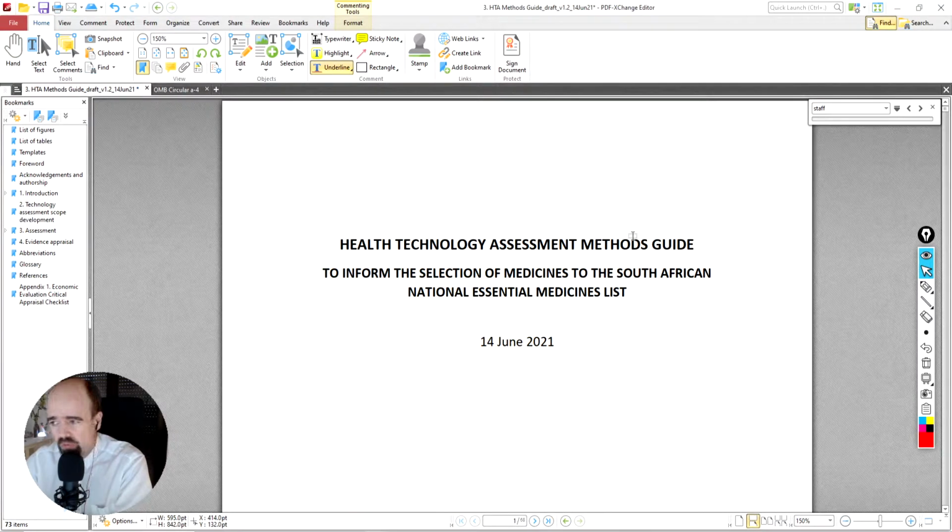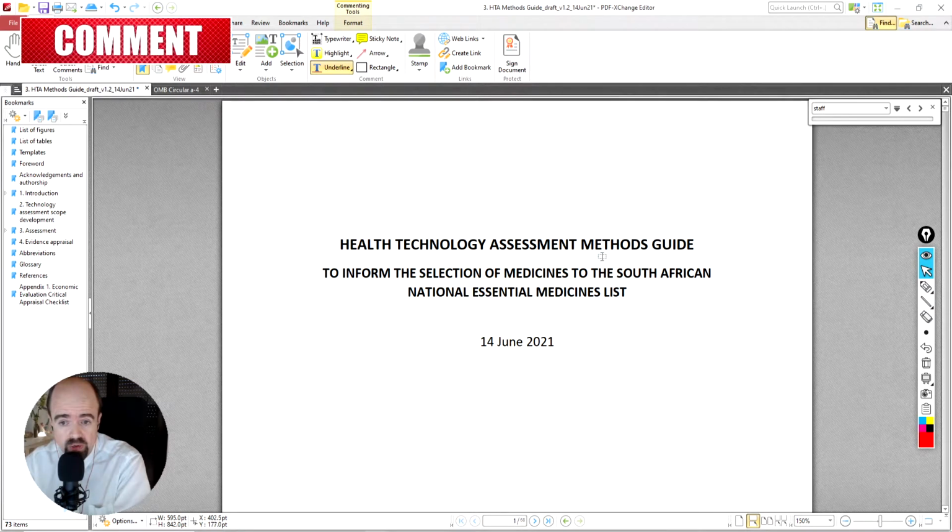Nivolumab, though, for melanoma and non-small cell lung cancer appeared in the WHO EML in 2019, and to my knowledge does not appear at all in South Africa's EML. And pembrolizumab for melanoma and non-small cell lung cancer also appeared in the WHO EML in 2019, but does not appear. So the benefits associated with access to newer healthcare technologies could be significantly improved if the timeline for introduction into the EML would be significantly reduced, and perhaps the methods guide will lead us in that direction.